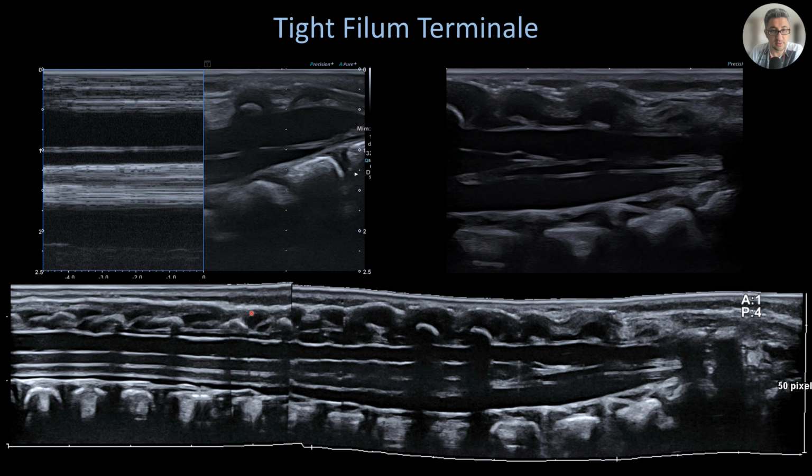So here is another tethered cord. We don't see much motion on the B mode. As you can see here in real time, the cord normally has a free motion, but this one has very limited motion and appears tethered. And this is the panoramic view of the spine, and it nicely demonstrates the low-lying conus.